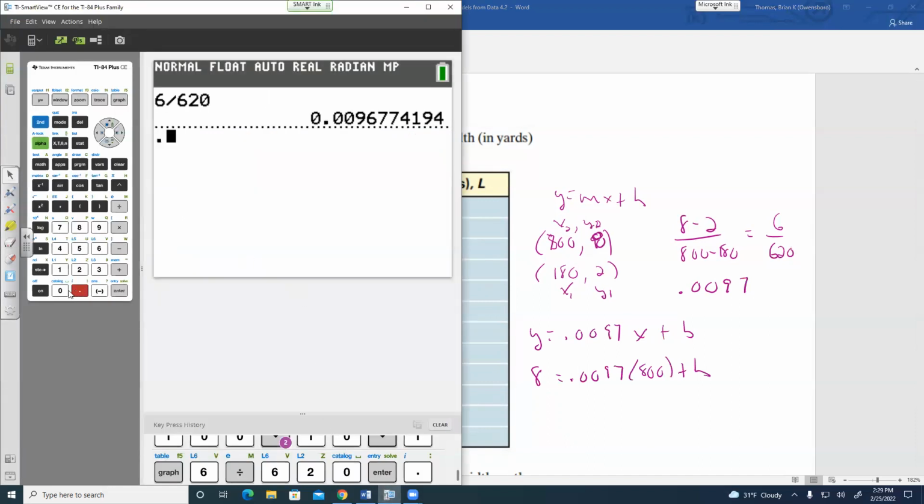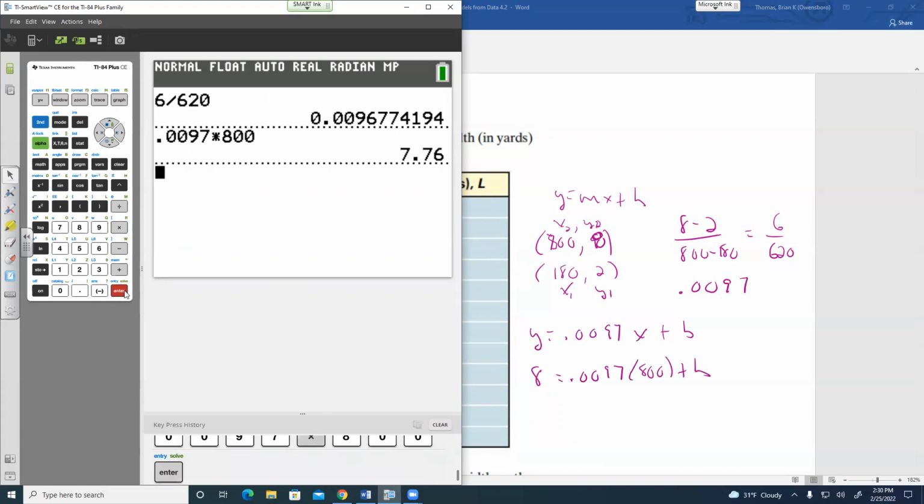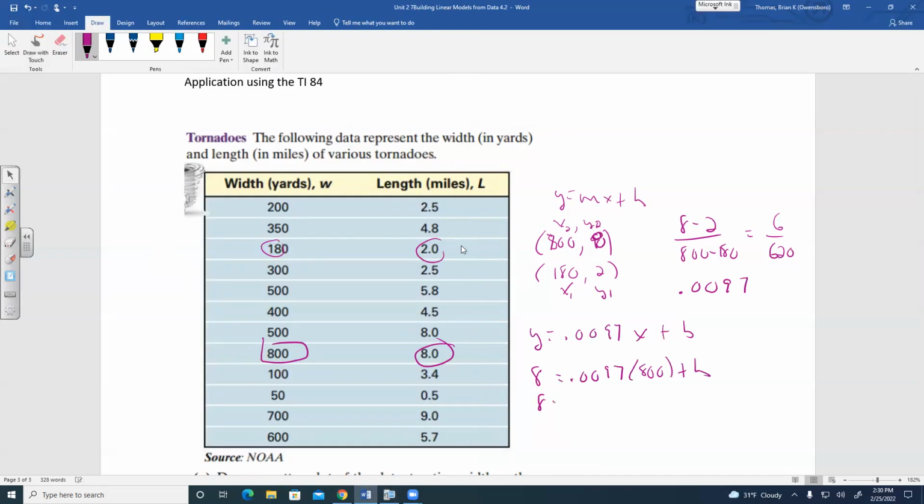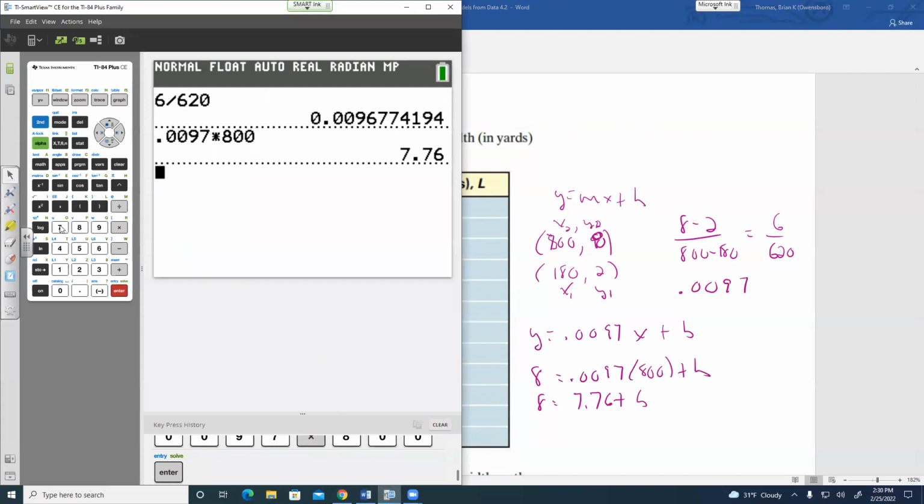0.0097 times 800. That's going to give me 7.76. So I have this 8 equals 7.76 plus b. Then I've got to subtract 7.76 from both sides. So 8 minus 7.76 equals 0.24.